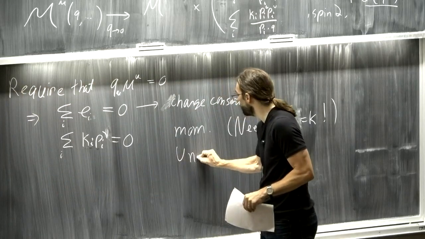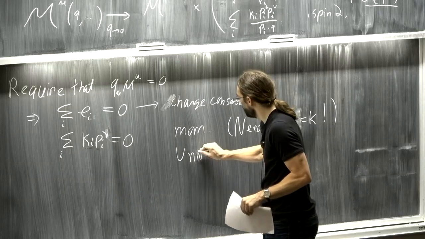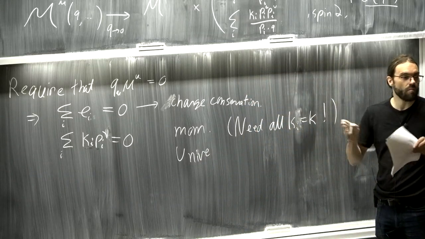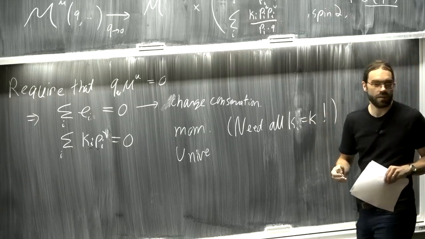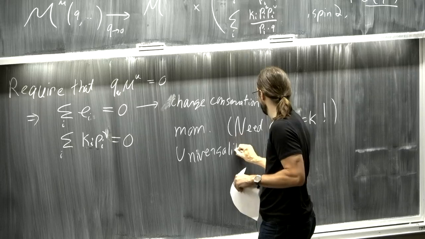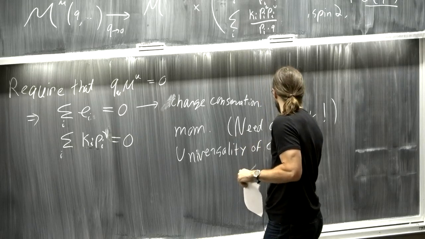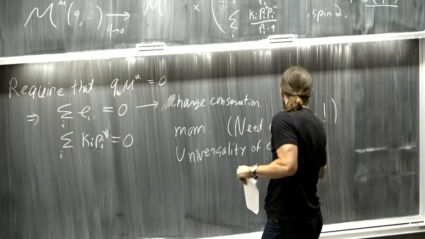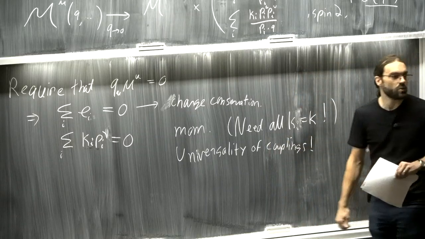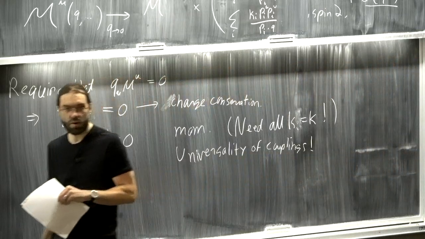This is how Weinberg explained that if you have a massless spin 2 particle, it has to universally couple to all matter with the same strength. So that's the universality of gravity. Anything that can interact must probe the same gravity. It's a very powerful result.